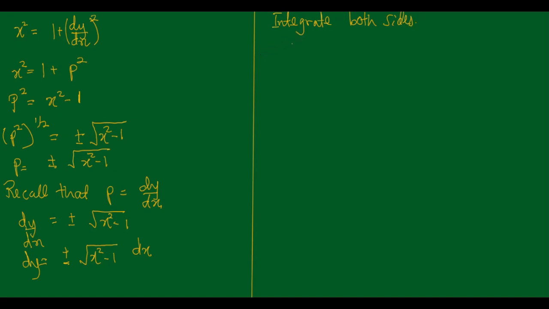On integrating both sides, we have that the integral of dy is equal to plus or minus the integral of square root of x squared minus 1 with respect to x. So we have that y is equal to plus or minus the integral of square root of x squared minus 1 dx plus a constant, which is a constant of integration.